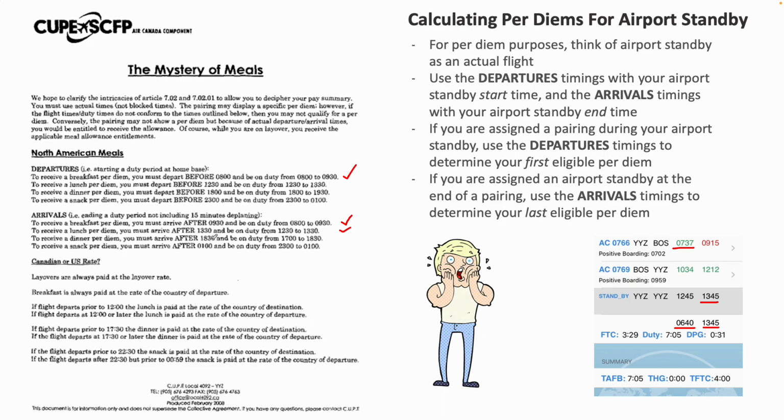Dinner I am not, because I did not arrive after 6:30 p.m., and that of course means I'm not eligible for the snack either. So for this particular pairing, I am entitled to a breakfast and to a lunch per diem.